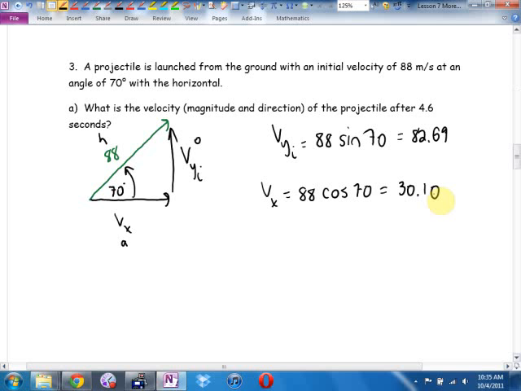Now they want me to find the velocity after 4.6 seconds.